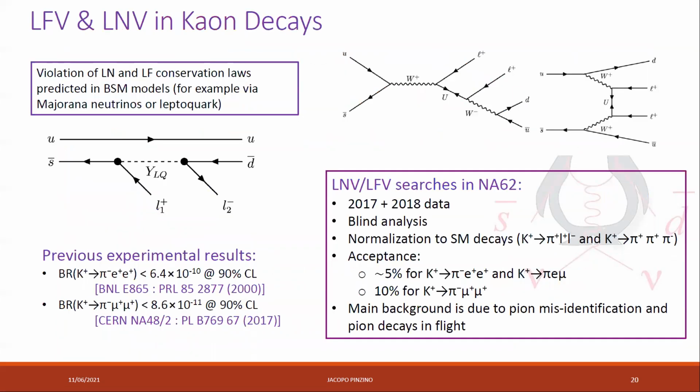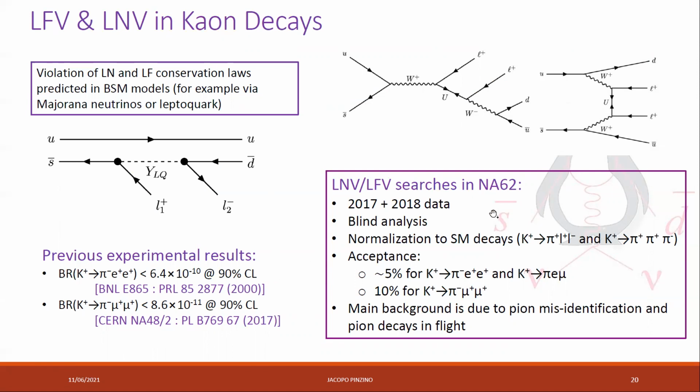Then I speak about lepton flavor and lepton number violating decays. A violation of lepton number and lepton flavor conservation laws is predicted by several beyond Standard Model theories, like for example the Majorana neutrino and the leptoquark. There are previous experimental results, for example these two results from the experiments E865 and NA48, and we improved those experimental results.